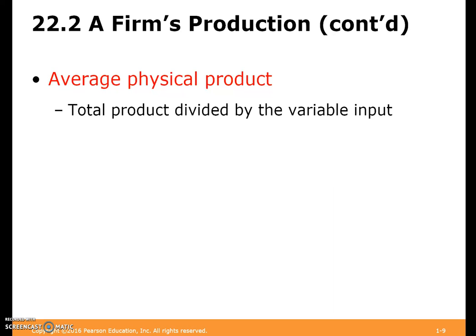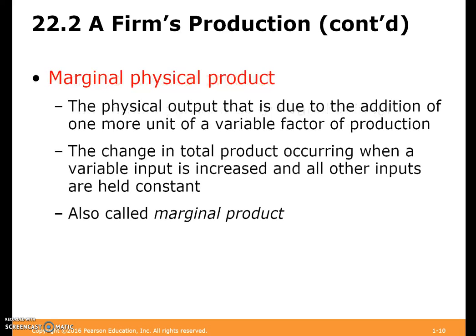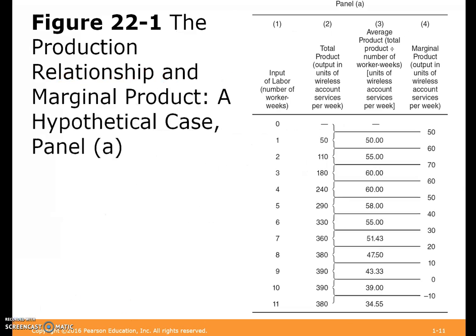So we want to talk a little bit about average product, which is very simply total product divided by the variable input, right? It's an average. And then there's marginal physical product, or marginal product, which is the physical output that is due to the addition of one or more units of a variable factor of production. The change in total product occurring when a variable input is increased and all other inputs are held constant, right? We've talked a little bit before about what marginal means. So we're thinking about a hypothetical case of a production function and marginal product here.